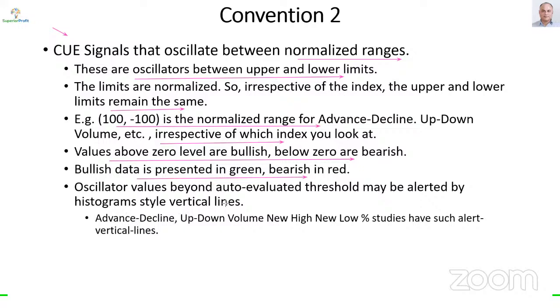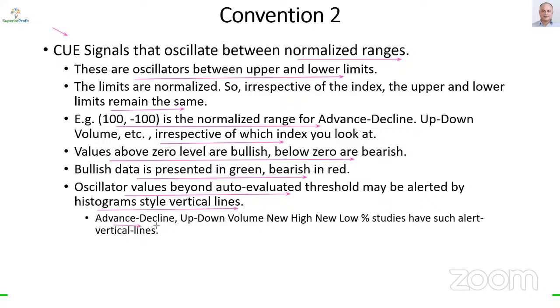Oscillator values beyond an auto-evaluated threshold. As I mentioned earlier, we never have to decide the threshold. However, thresholds are there for certain breadth indicators, just like for Q Global also, but it automatically evaluates the indicator against the threshold, and the thresholds themselves are evaluated automatically based on market condition. And if the oscillator goes beyond the auto-calculated threshold, then a visual alert appears like histogram-style vertical lines.